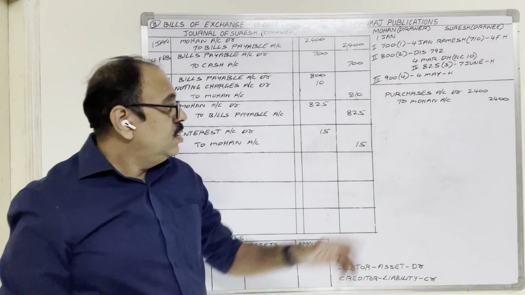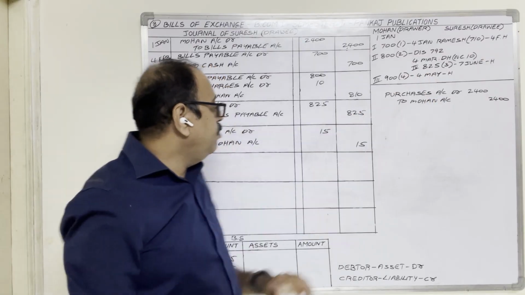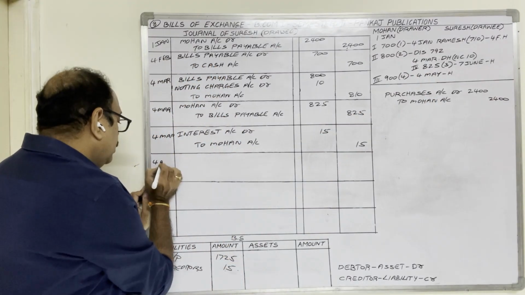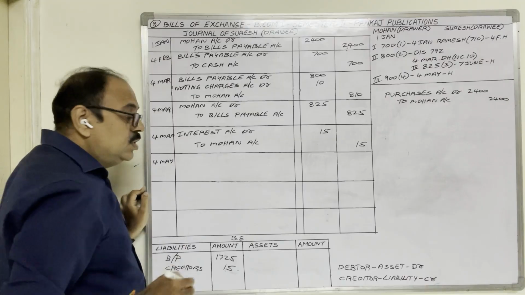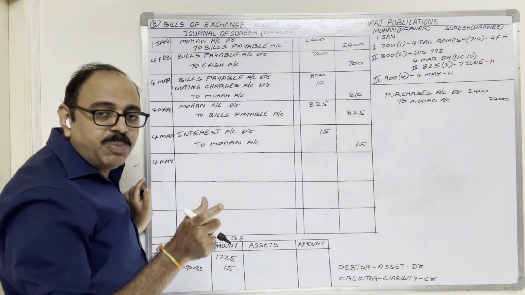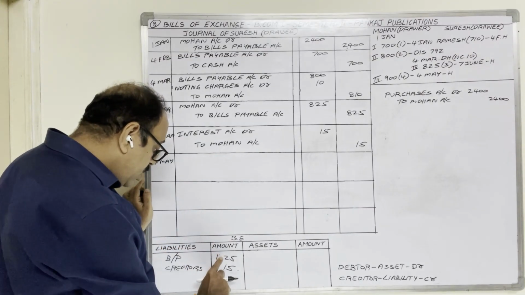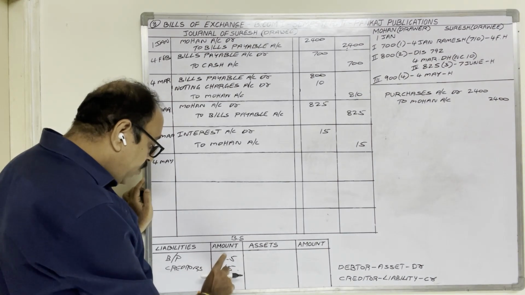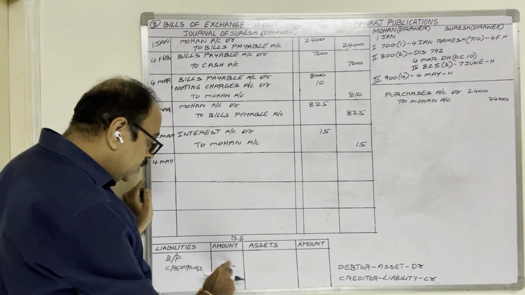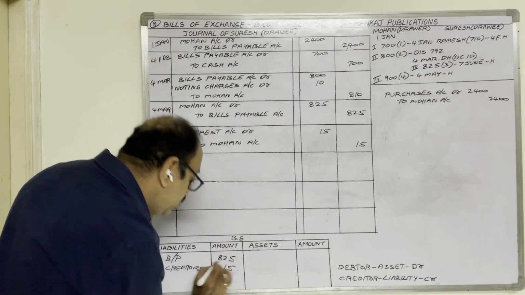Next entry is for the 3rd bill honor entry. On 4th May, the 3rd bill is honored. So what happened? Suresh paid money. Then that bills payable liability will get cancelled now. 3rd bill amount is 900 rupees. From this 725, 900 is cancelled. Then the remaining amount will be 825, the 4th bill amount.